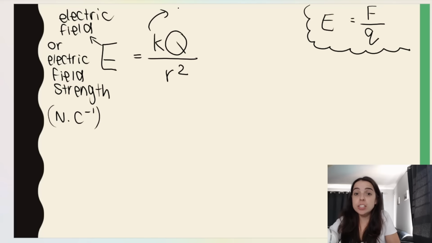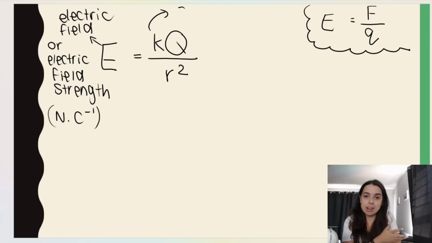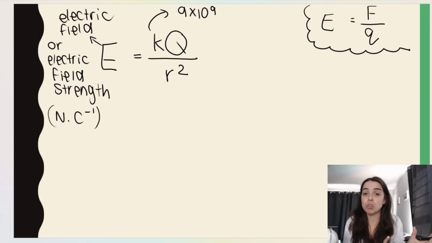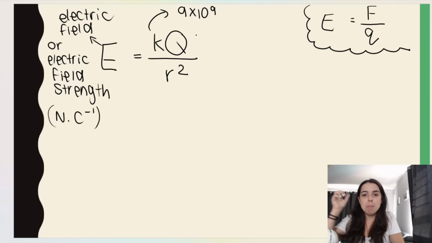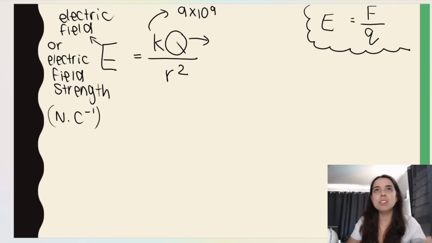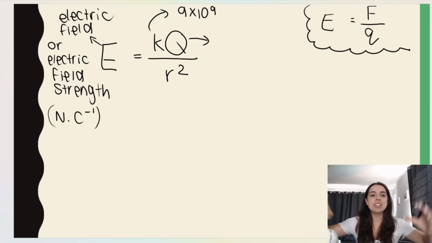K is a constant, it's Coulomb's constant. This has been discussed in the Coulomb's law video, but it will always be 9 times 10 to the power of 9, and that's given to you on your formula sheet. Now, big Q over here, I want you to think of this as the big Q. It's the charge that creates the field.